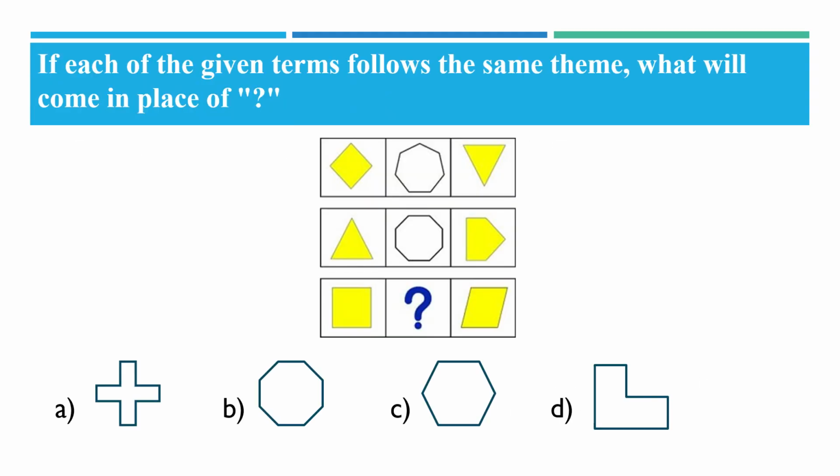The question is, if each of the given terms follows the same theme, what will come in place of the question mark? As you see, the question mark is here. So, before trying to figure out what has to be here, let's understand the pattern.